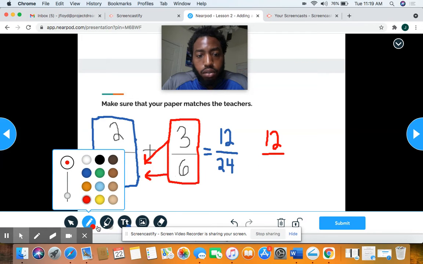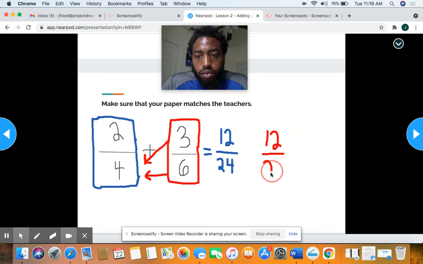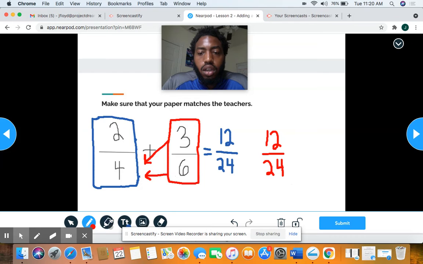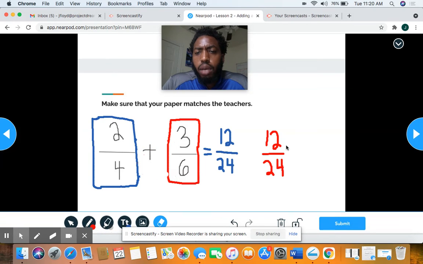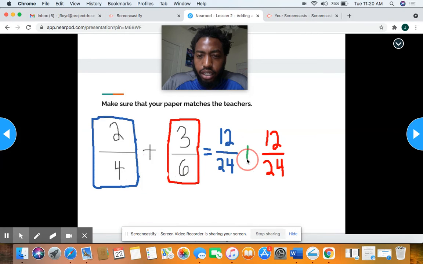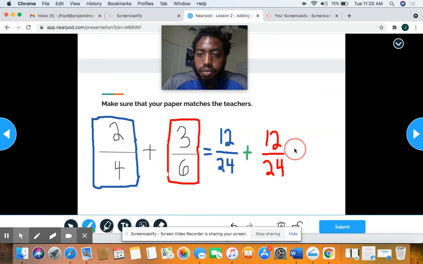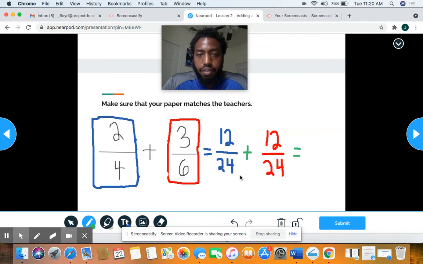Let me go ahead and get my marker. Okay, so now we've completed my first fraction, and my second fraction. Now, I'm missing a couple things. What I want you guys to remember is the sign that goes in between these two, which is the addition sign. Can't forget that addition sign. And now we have to solve.